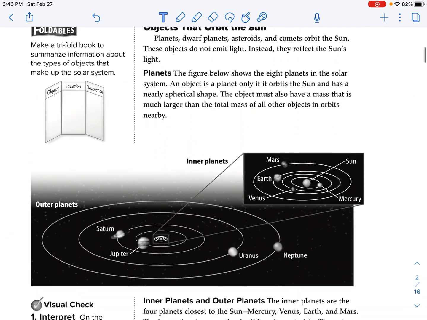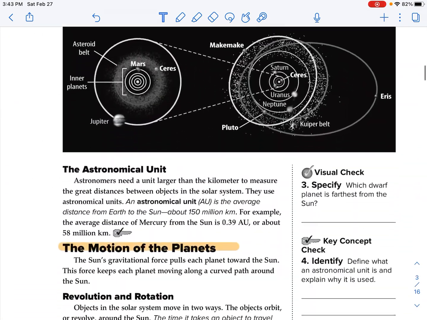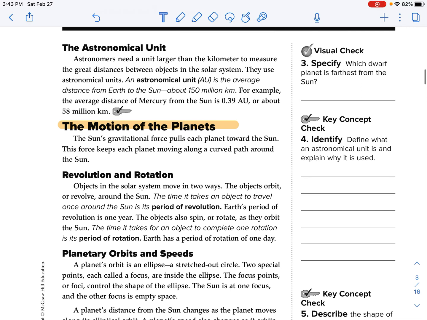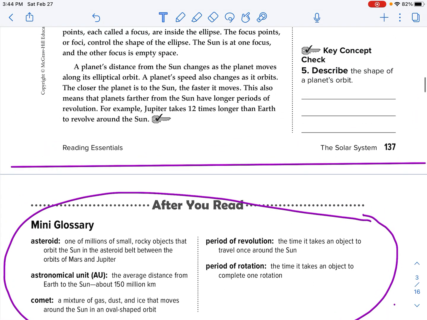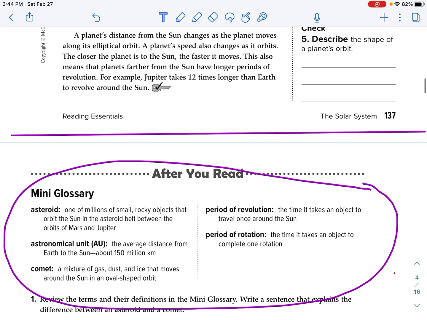And then if we scroll down a little further, we'll have one more section today. It's called the motion of the planets. Highlight that in orange. And then you can put your line right there. That's as far as we're going. And you can also see that there are your 5 vocab words. So if you don't have those finished, you need to get those finished very soon, okay?